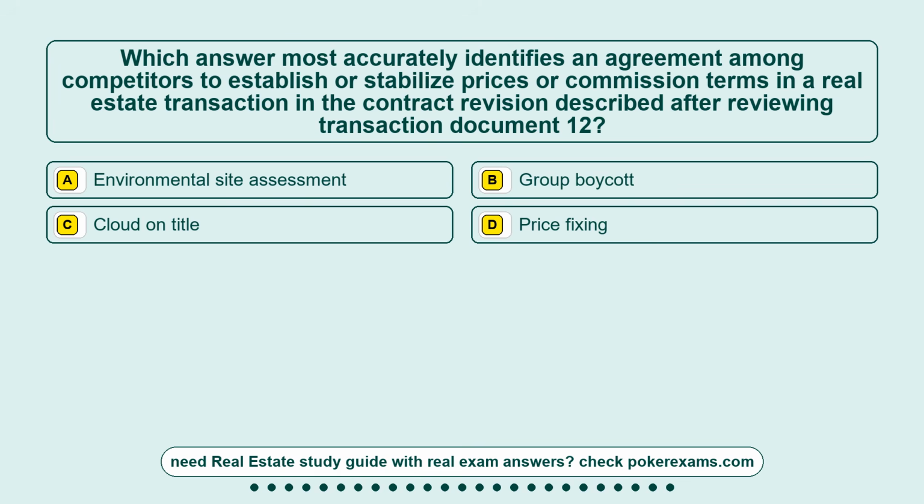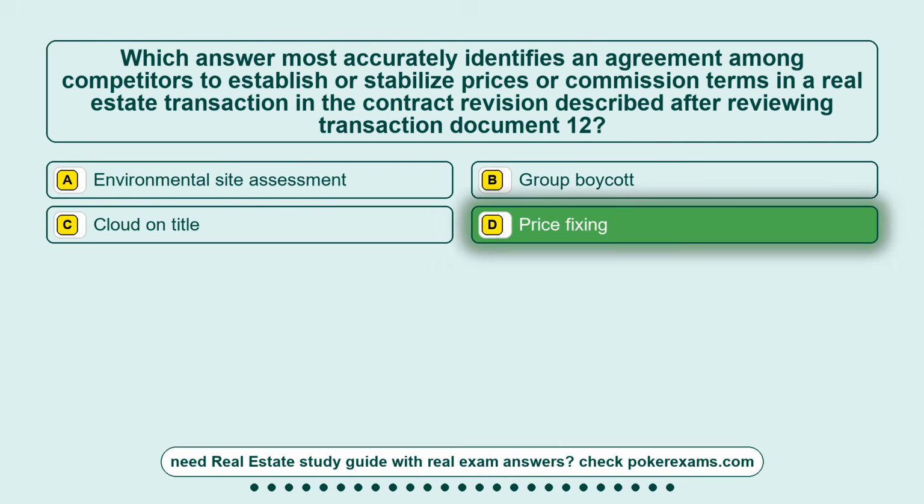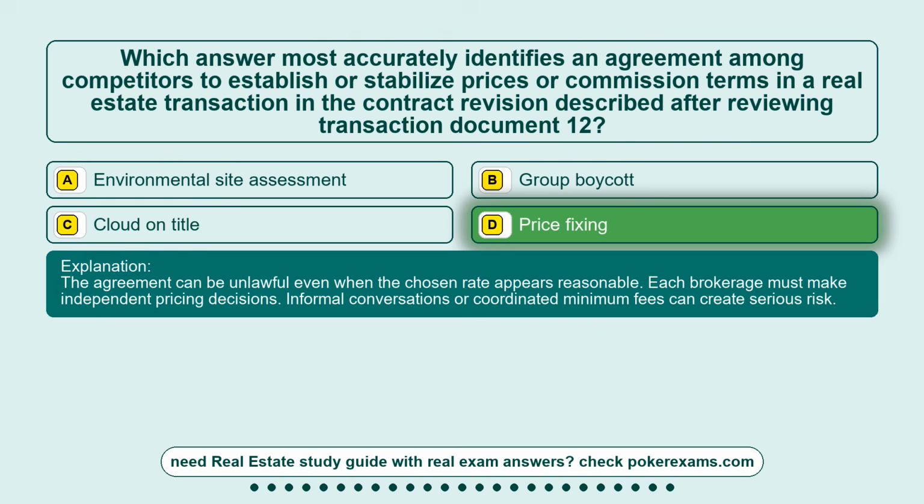The policy does not guarantee the property's physical condition or future market value. Question 12. Which answer most accurately identifies an agreement among competitors to establish or stabilize prices or commission terms in a real estate transaction in the contract revision described after reviewing transaction document 12? Option A. Environmental site assessment. Option B. Group boycott. Option C. Cloud on title. Option D. Price fixing. The correct answer is option D. Price fixing. The agreement can be unlawful even when the chosen rate appears reasonable. Each brokerage must make independent pricing decisions. Informal conversations or coordinated minimum fees can create serious risk.